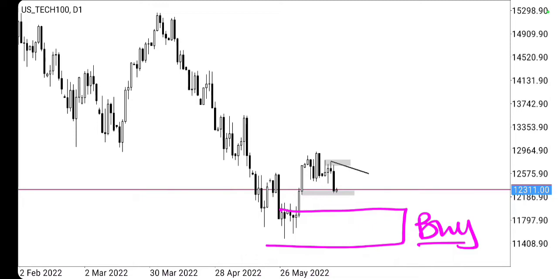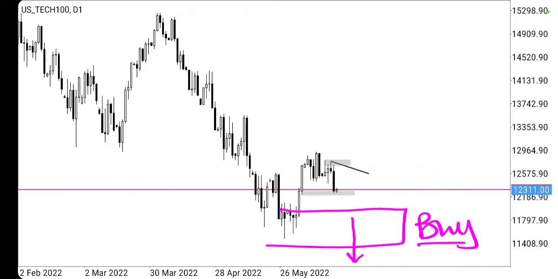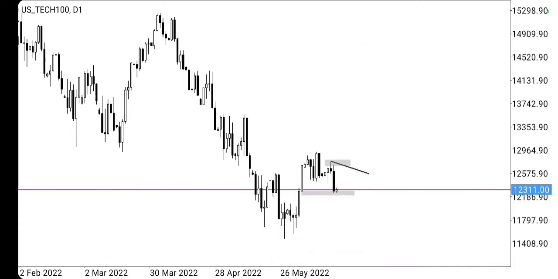I'm sure there are people who may also not know the concept that I'm going to show now. So the question, as you can see on the screen, was: what would happen if the price was to break this? Because we are saying we are going to buy from this. The price, remember, mustn't pass this point.